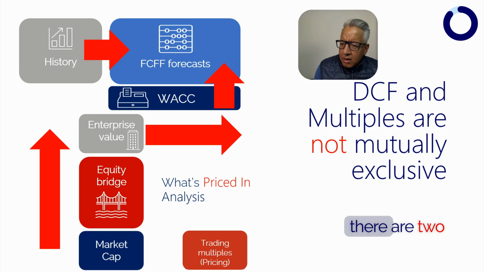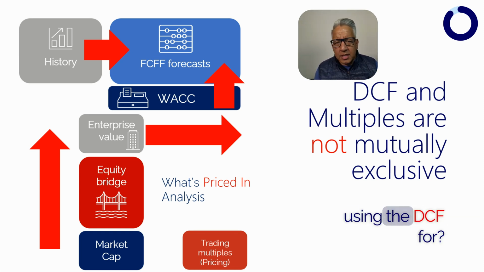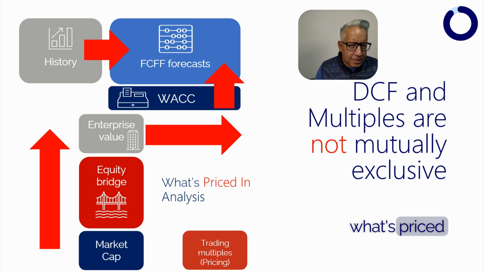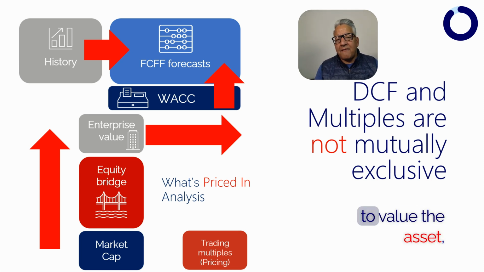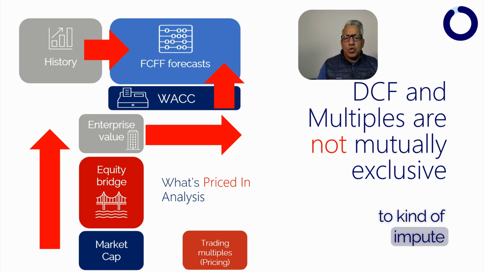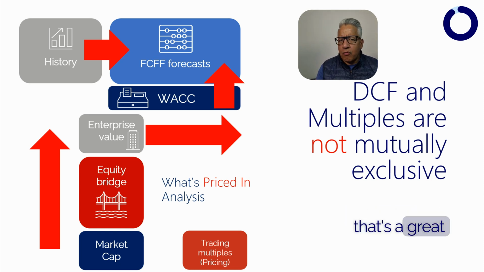So just to summarize, there are two things I want you to get clear here. One is, what are you using the DCF for? Are you using it to price an asset and you're running what's priced in analysis? Or are you using it to value the asset and you're looking to impute your view on what that asset's worth? And once you've got the difference between price and value, that's a great thing to have.